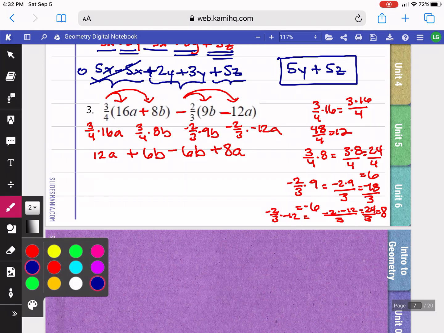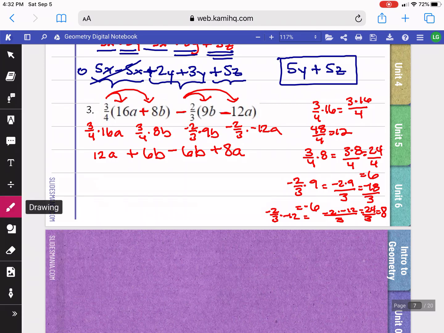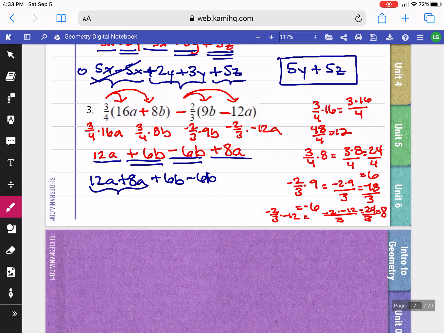Now I can start combining like terms. So 12a is like 8a, and 6b is like negative 6b. 12a plus 8a is 20a, and 6b minus 6b is 0, so that cancels. So my answer simplified is just 20a.